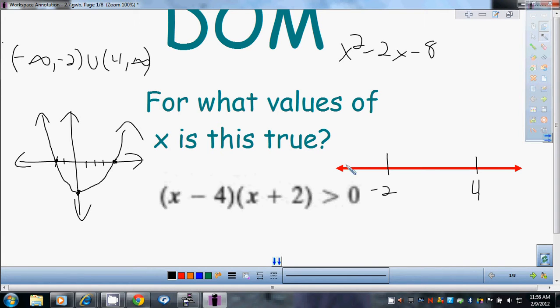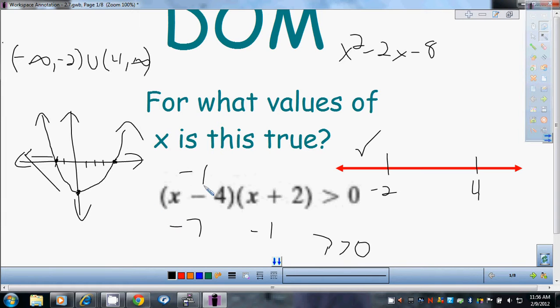So, let's try negative 3. That's something less than negative 2, something to the left of negative 2. So you plug in negative 3. You get negative 7 times negative 1, which is positive 7. Positive 7 is greater than 0. Is this a true statement? Yes. Check.